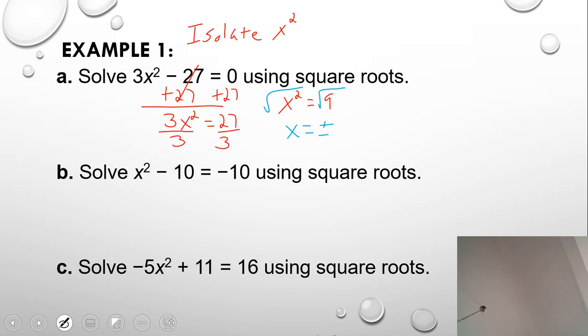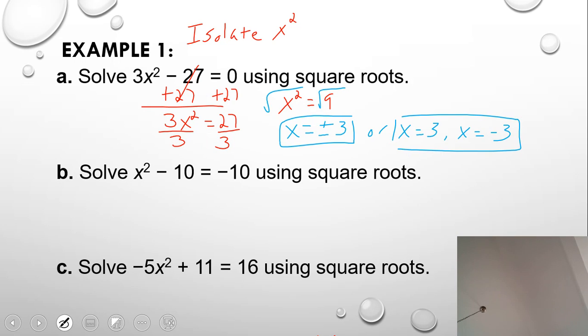So we can either write our answer as plus or minus 3, or we can say x equals 3 and x equals negative 3. So it doesn't matter how you write it. Either way is correct. Let's look at example 2 here, or B. Add 10 to both sides, and you're going to get x squared is equal to 0. So this is one of our cases where x squared is equal to 0, so we know there's only one solution, and that solution is 0, because the square root of 0 is just 0.